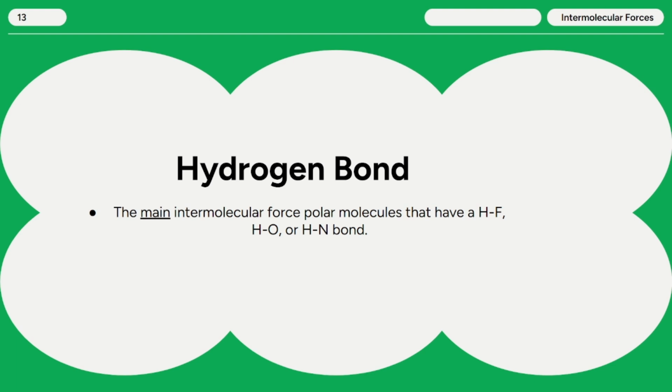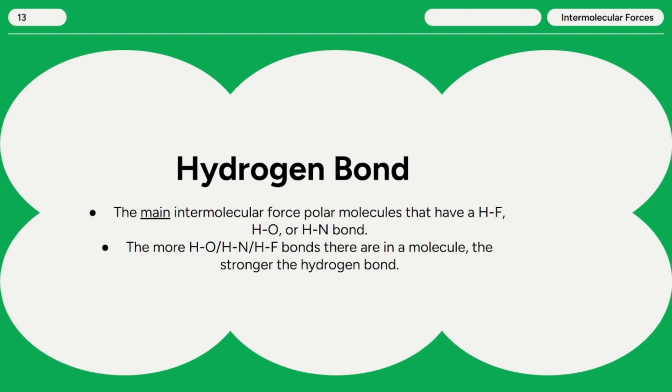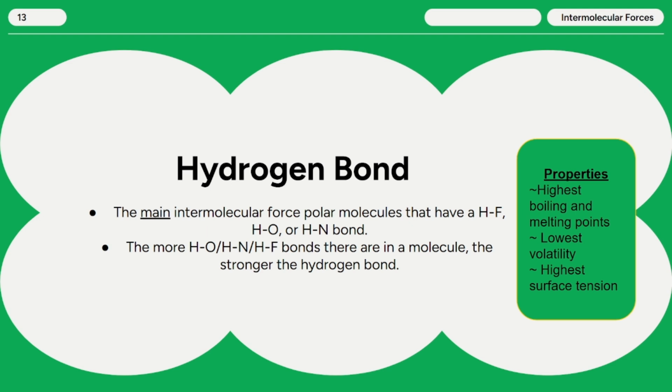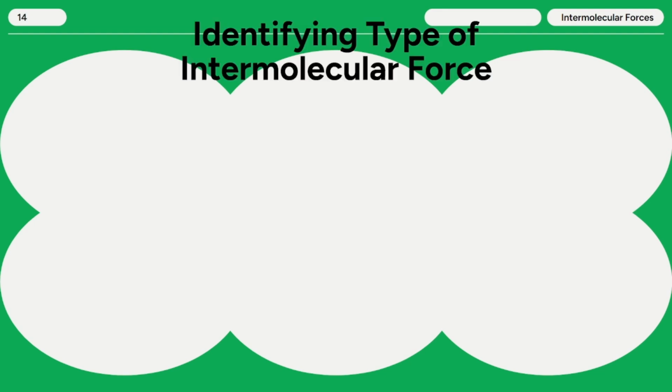It is the main intermolecular force in molecules that have a hydrogen bonded to a fluorine, a hydrogen bonded to an oxygen, or a hydrogen bonded to a nitrogen. So in order for a molecule to experience hydrogen bonds, it must have one of these three bonds and it must be polar. The reason why it's these three bonds is that these three bonds have a greater electronegativity difference than most other bonds. So the more hydrogen-oxygen or hydrogen-nitrogen or hydrogen-fluorine bonds that are in the molecule, the stronger the hydrogen bond. If we were to think about their properties, these would have the highest boiling and melting points, the lowest volatility, and the highest surface tension.